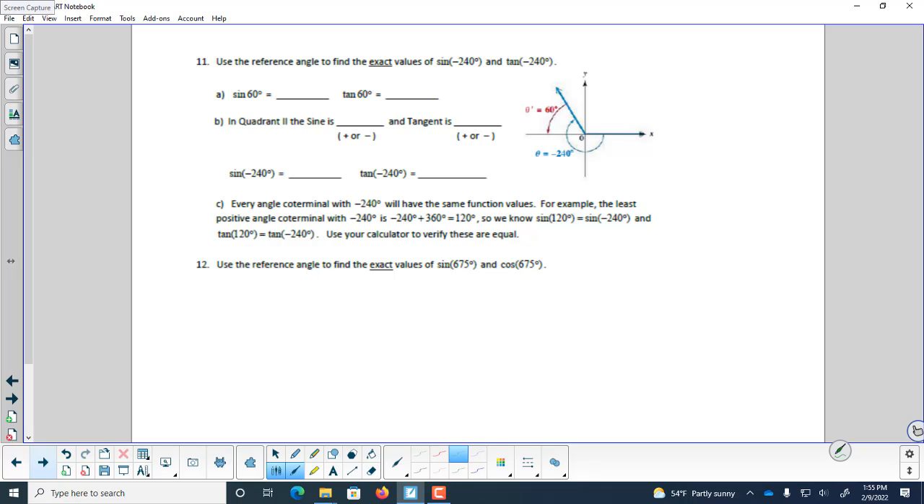The reference angle and the trig function values. How many people want to talk about 11? Give me a hand raise so I know. Okay, how many people did number 12? I just want to see that. Okay, all right, let's go through this real quick.